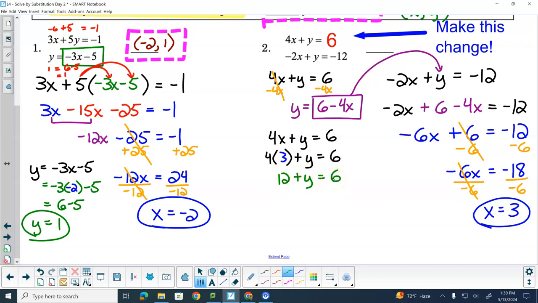Do you agree with me on that so far? Okay. Jaden, finish it off. How are we going to solve for y? Yep, subtract 12 from both sides. That gives you a final answer of y equals negative 6. Okay. How am I going to write my answer? 3 comma negative 6?